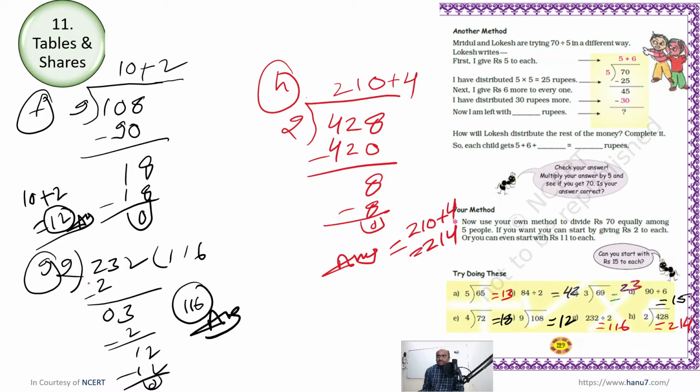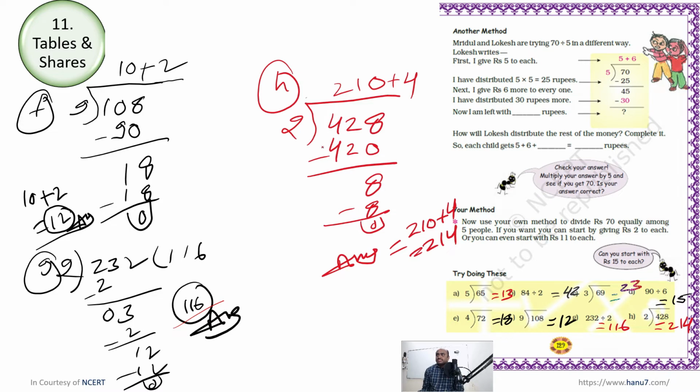Next is the g bit, 232 divided by 2. I will be following my traditional method because it didn't ask us to go for the new method which is given in the textbook. So 2 1s are 2, 0 here, 3 will come next, and then 2 1s are 2 again, 1 here. The next 6 times, 2 will come here 6 times, 2 6s are 12, so I got a 0 there. So the answer is 116.